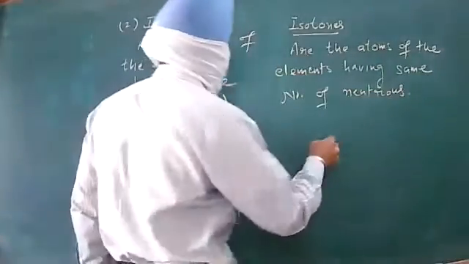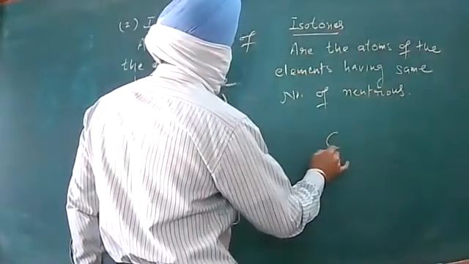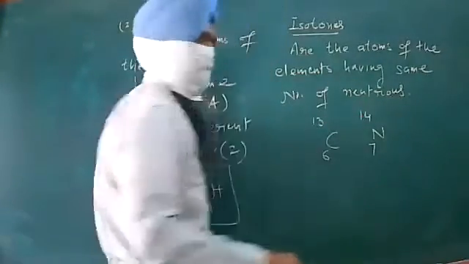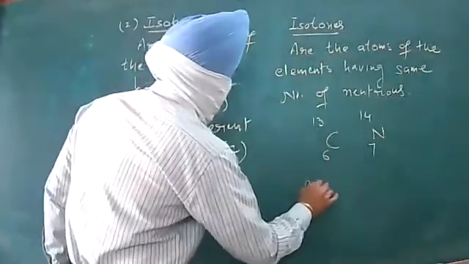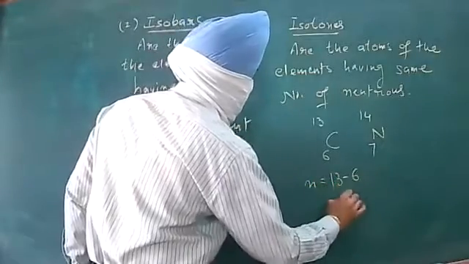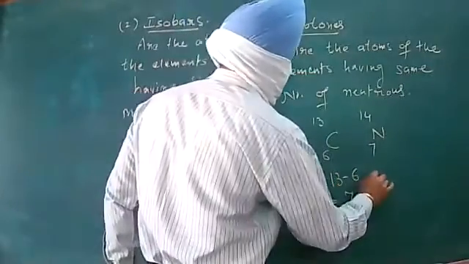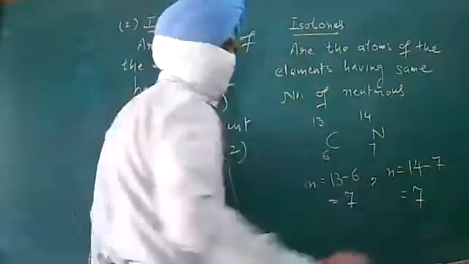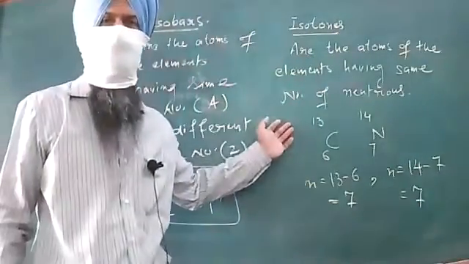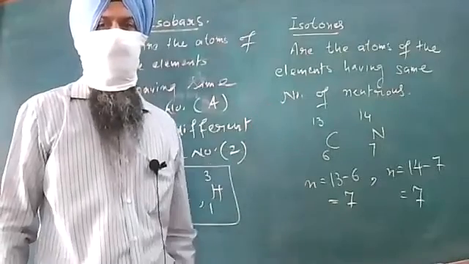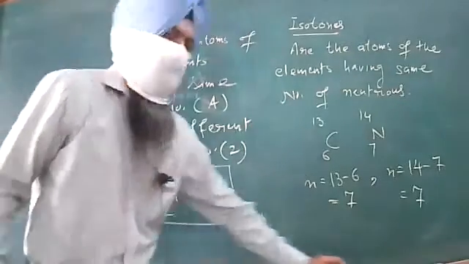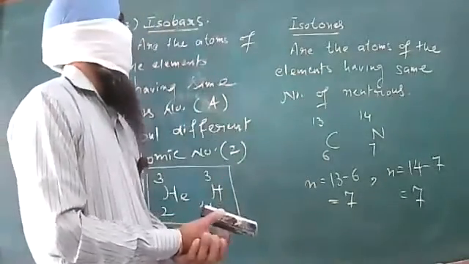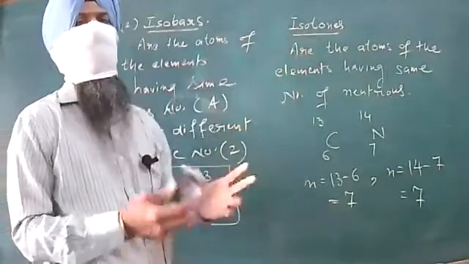For example, we have carbon 6, 13 and nitrogen 7, 14. You can see the number of neutrons is 13 minus 6, which is 7, and in this case the number of neutrons is 14 minus 7, again 7. So these two states are called isotones.